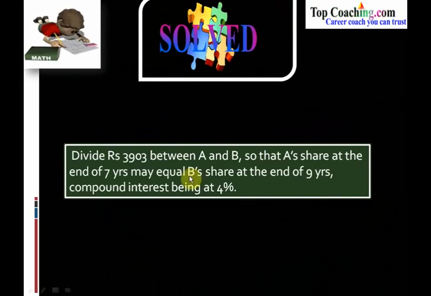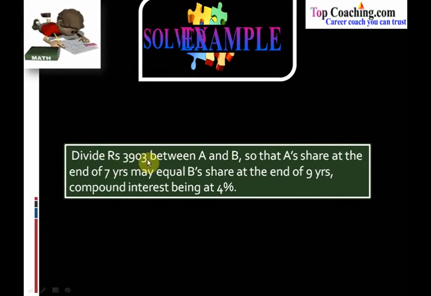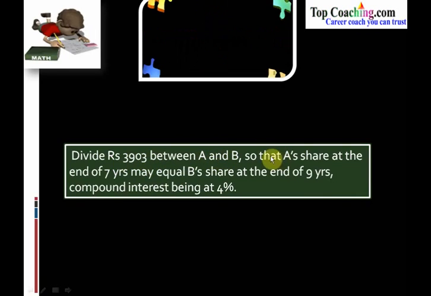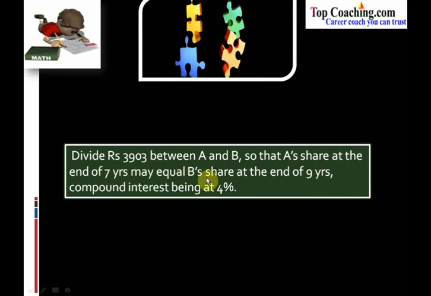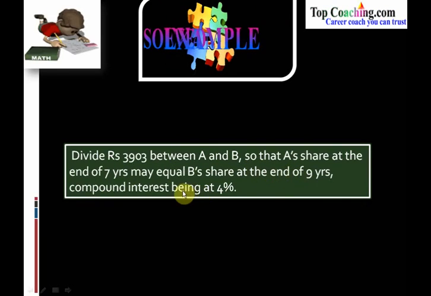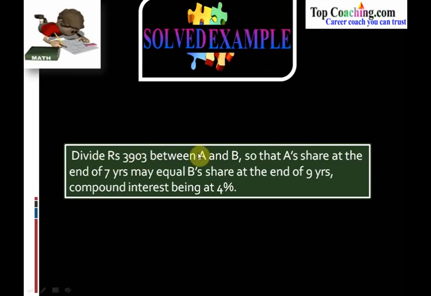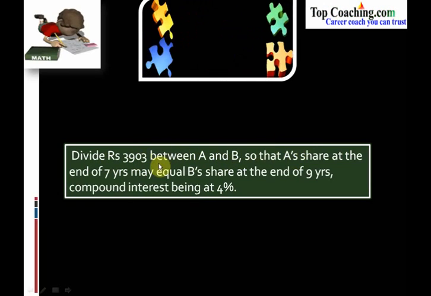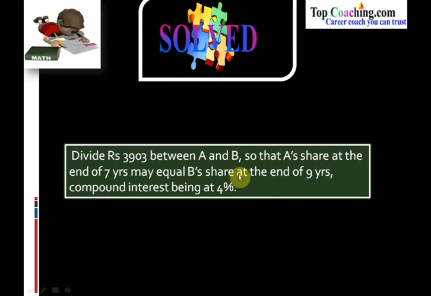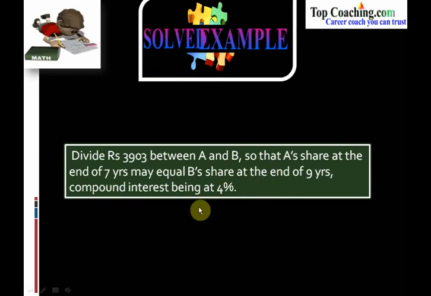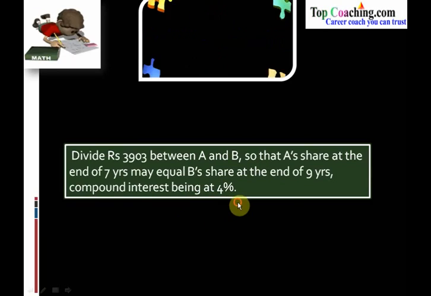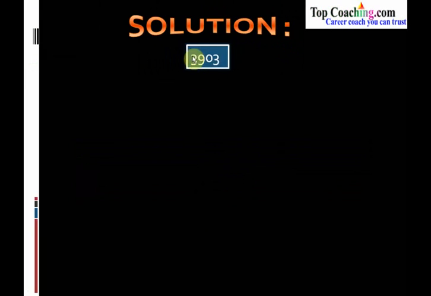Let's try to solve the other problem. It says that divide rupees 3903 between A and B so that A's share at the end of 7 years may be equal to B's share at the end of 9 years, compound interest being 4%. So in this problem, we have to divide this amount 3903 between A and B so that A's share at the end of 7 years is equal to B's share at the end of 9 years, and the rate of interest is 4%. So the given amount is 3903. It has to be divided between A and B.